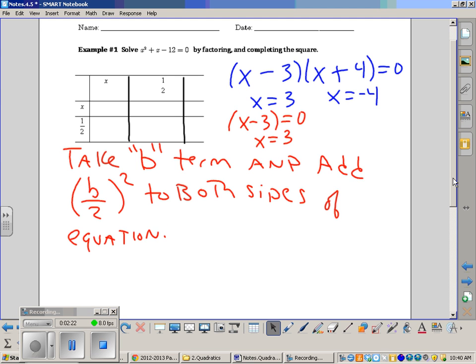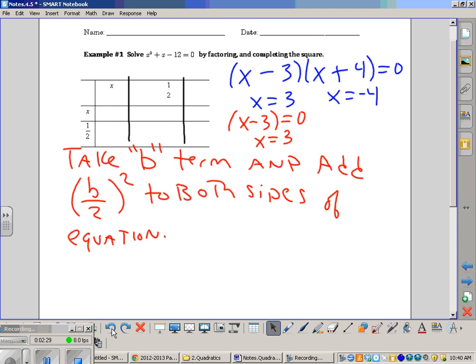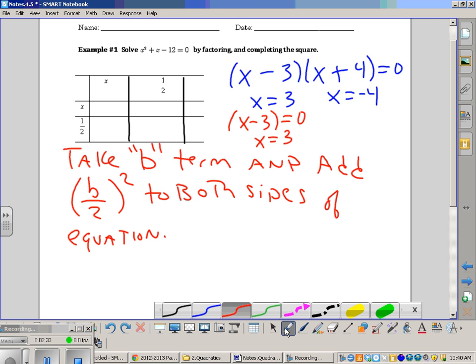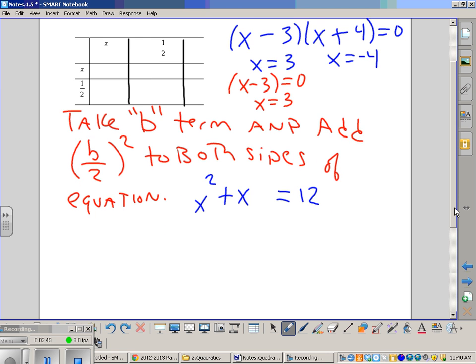So that's what our objective is saying. So I'm going to take the equation, and I'm going to put the 12 to the other side, because that's the form that the objective said to get it into. And I know that there's an invisible 1 in front of the x, and so the b term is 1.